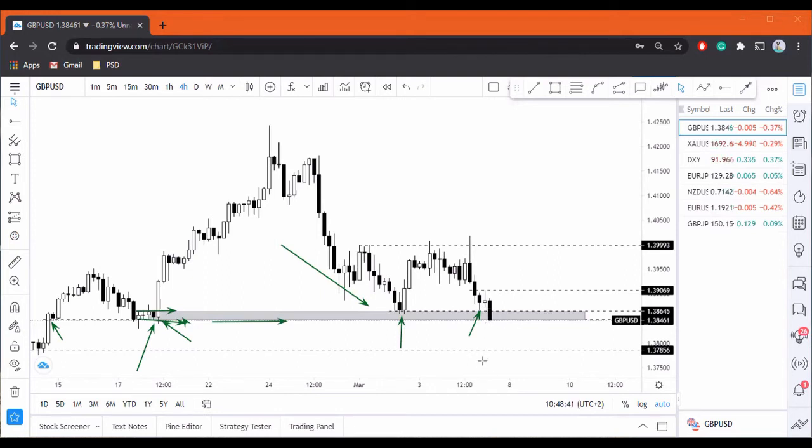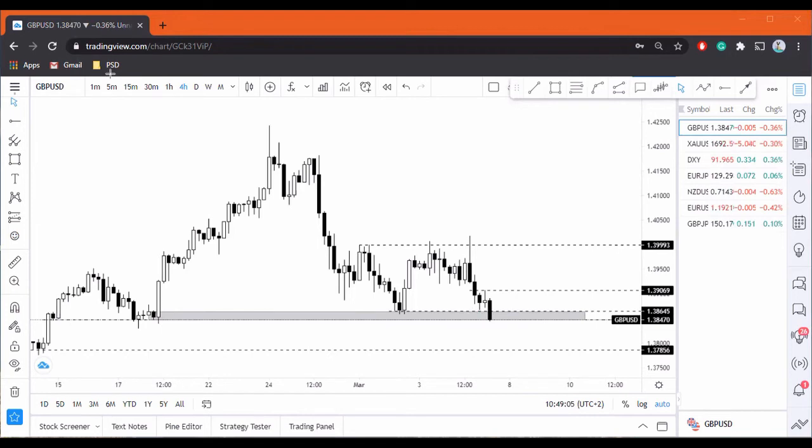So for this price to continue down to this support, we needed to close below where price is at right now. That's the base of the support. So if price closes below this support, which it looks like it might, we will see price fall to the next support.